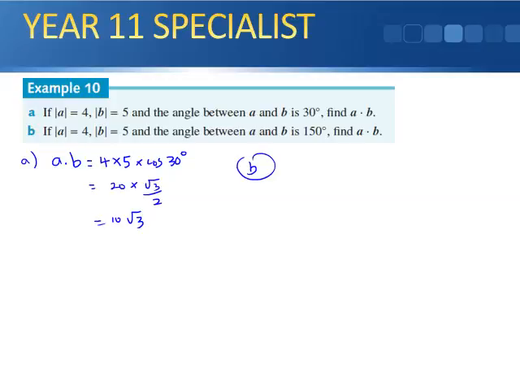Part B. If the magnitude of a is 4, the magnitude of b is 5, and the angle between a and b is 150 degrees, find a.b. So again, I'll use the rule. Magnitude of a, which is 4, magnitude of b, which is 5, times cos of 150 degrees. Now remember, 150 degrees is in this quadrant, and cos in that quadrant is negative. So we've got 20 times negative root 3 on 2, which gives us negative 10 root 3.